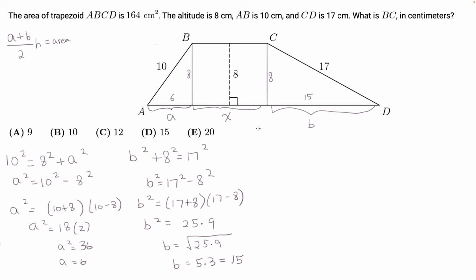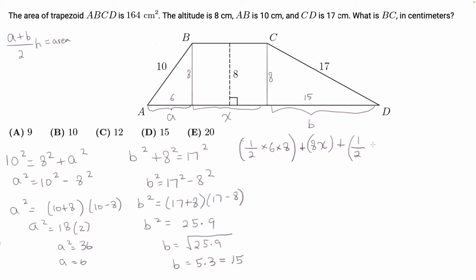And then it says the area of the trapezoid is 164 centimeters squared. So if we add up all the areas of the figures inside the trapezoid, we can set that equal to 164 and find the missing side, which is x. So the area of the first triangle is half times base times height, so it's 6 times 8, plus the area of the second figure, which is 8 times x, or 8x, plus the area of the last triangle, which is the height of 8 and the base of 15.